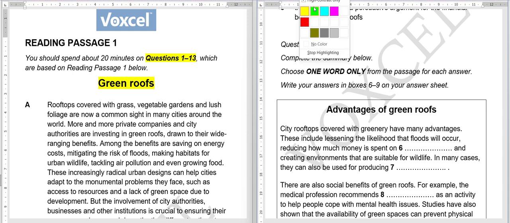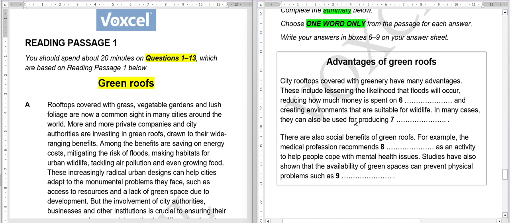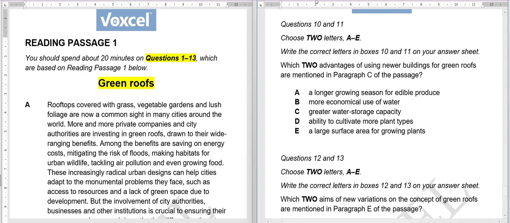Questions 6 to 9 are our second set of questions. Complete the summary below, write one word only. You have to be very careful, you have to find the blanks, but you cannot write more than one word. If you exceed this word limit, your answer will be marked as incorrect. Then 10 and 11, and 12 and 13.